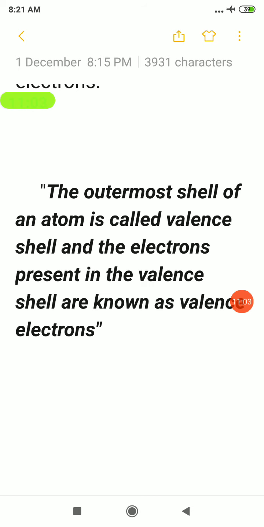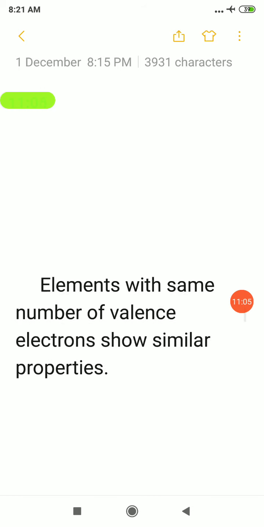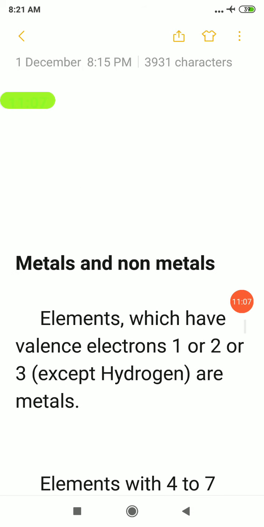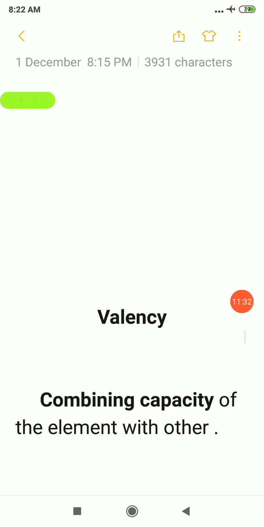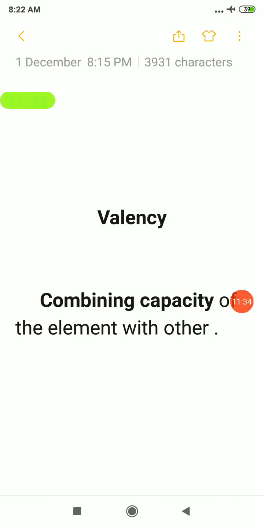Then how can we find out whether the element is a metal or non-metal? If the element is a metal, it will have a lesser number of valence electrons, that is 1, 2 or 3. If they possess a higher number of valence electrons, 4, 5, 6 or 7, then it will be a non-metal. So with valence electrons over, now we can see another topic called valency.